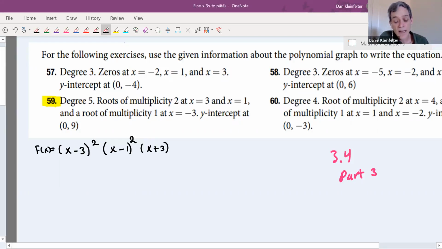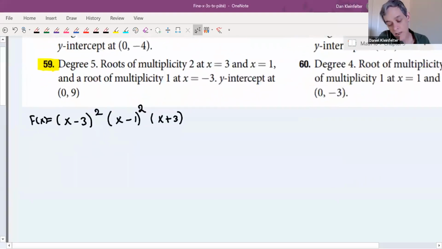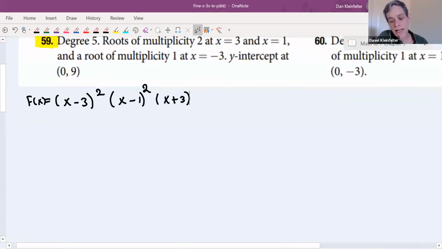This function has all the correct zeros and the correct multiplicities, but it may not have the correct y-intercept, but we'll fix that later. Meantime, what I would like to do is go ahead and multiply this out, because we should be able to give our answer either in the factored form or multiplied out. It'll be a little time consuming, but we can do it.